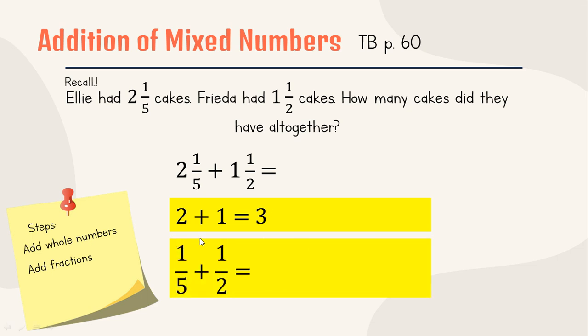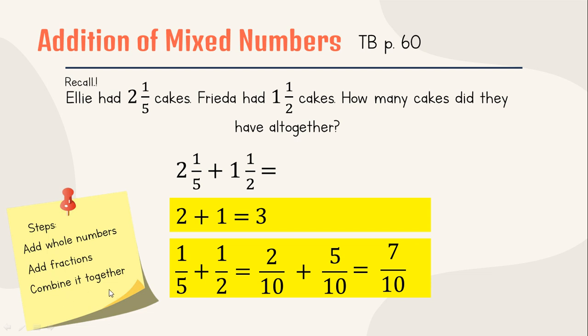Because the denominators are different, we're going to make them the same. 5 and 2, what is the common denominator? 10, right? 10 divided by 5 equals 2, and 10 divided by 2 equals 5. So 2/10 plus 5/10 equals 7/10. After that, is it done? No. We're going to combine it together. What are we going to combine? This whole number and this fraction.